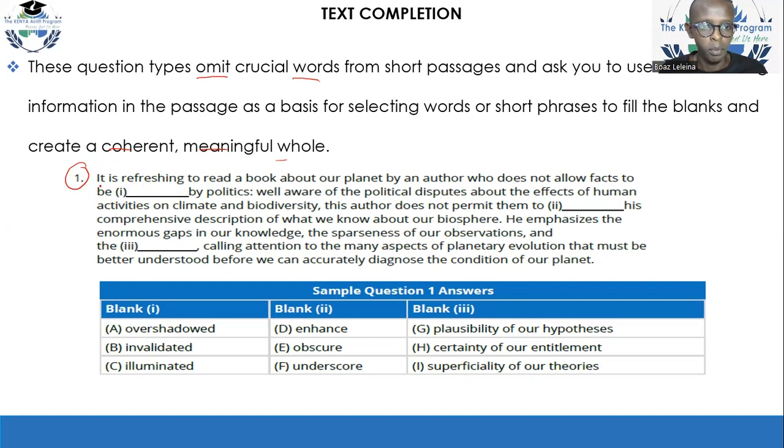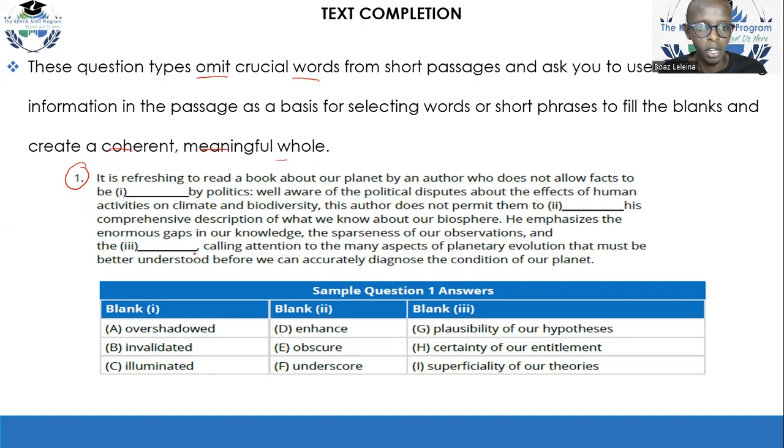Let's look at an example of one of the text completion questions here. It is refreshing to read a book about our planet by an author who does not allow facts to be blank by politics. Well aware of the political disputes about the effect of human activities on climate and biodiversity, this author does not permit them to blank his comprehensive description of what we know about our biosphere.